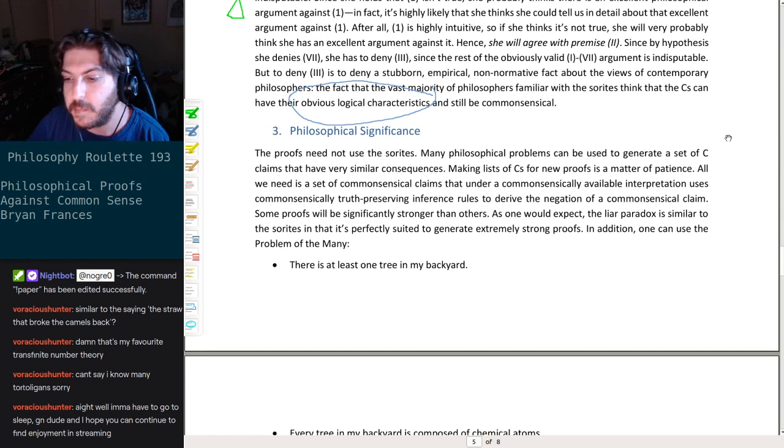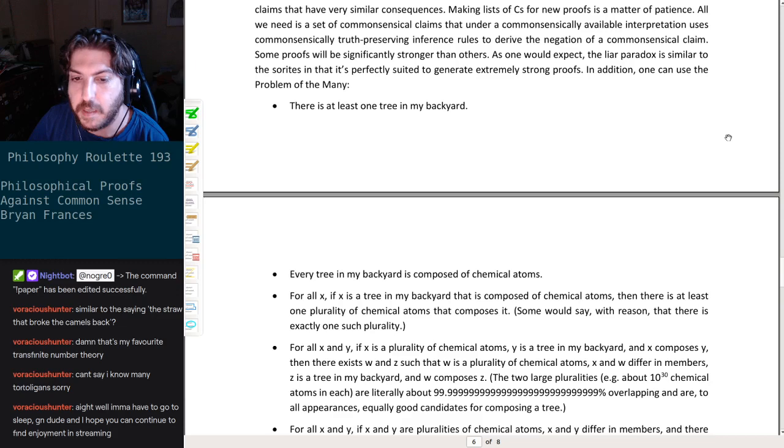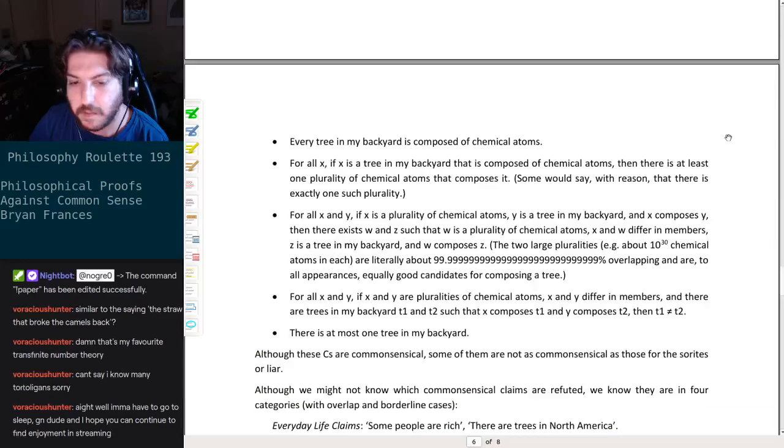As one would expect, the liar paradox is similar to the Sorites in that it's perfectly suited to generate extremely strong proofs. In addition, one can use the problem of the many. There is at least one tree in my backyard. Every tree in my backyard is composed of chemical atoms. For all x, if x is a tree in my backyard that is composed of chemical atoms, then there is at least one plurality of chemical atoms that composes it. Some would say, with reason, that there is exactly one such plurality.